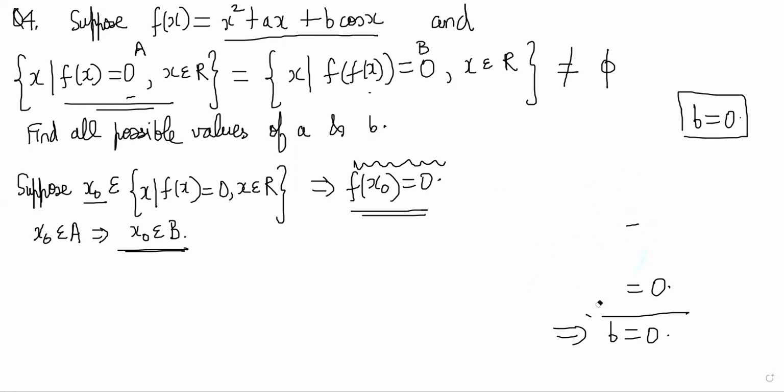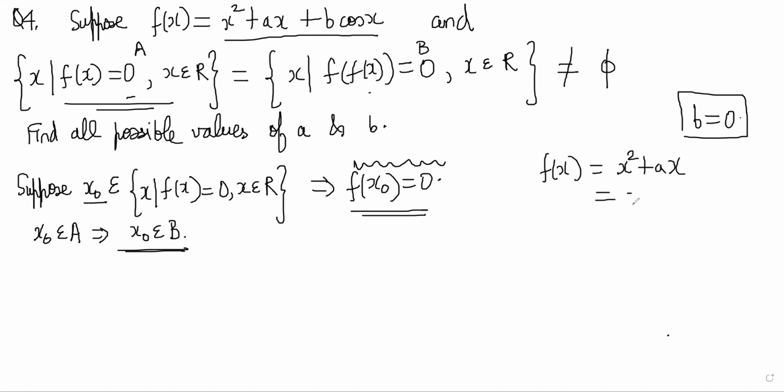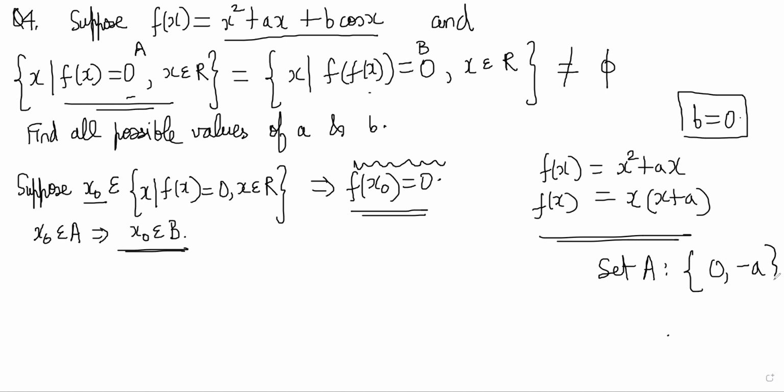Now we'll calculate the value of f of x. Since B is 0, f of x is basically x squared plus ax, or x into x plus a, right? So f of x is this. So what is set A here? Set A can be basically 0 and minus a, because set A is the set of values of x for which f of x is 0, right? So if set A is 0 and minus a, that means set B also must be 0 and minus a, right? And set B cannot have any other extra elements, right?